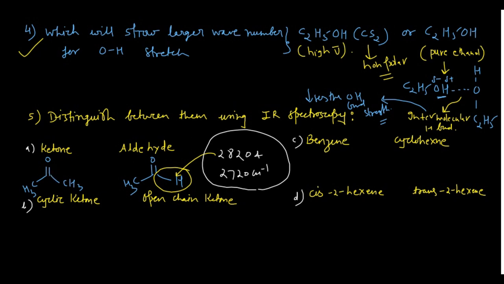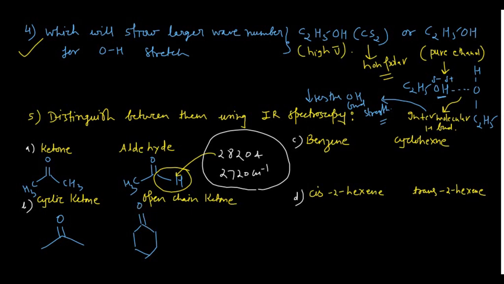Now moving to the next problem. My next problem is the cyclic ketone and the open chain ketone. So again, I can write my open chain ketone just like that, and then my cyclic ketone. I'm taking the example of cyclohexanone here. So this one is my open chain ketone and this is my cyclic ketone.